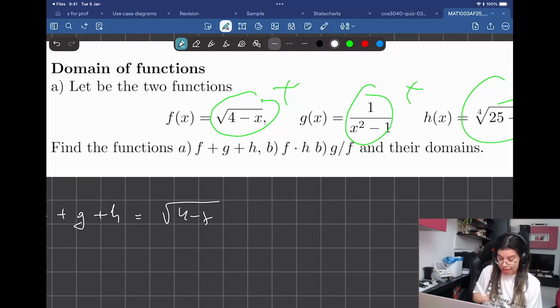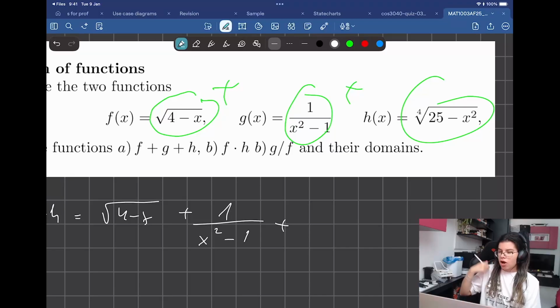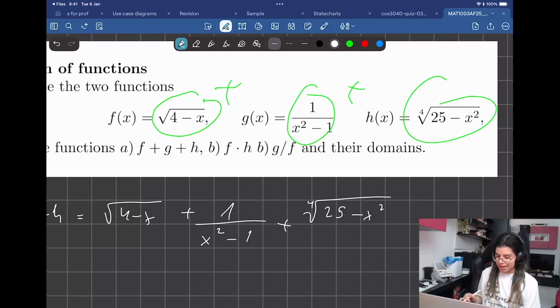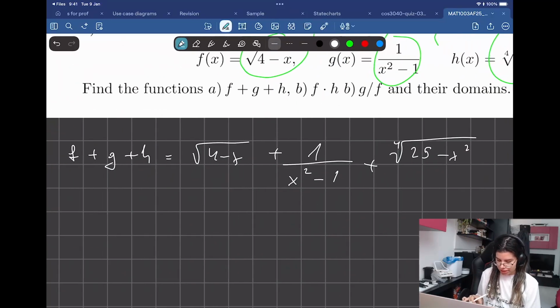Square root of 4 minus x, I just copy the function and then I write plus, and then I copy the second function, which is 1 over x squared minus 1, plus, and then I copy the third function, which is 4th root of 25 minus x squared. And I leave it at that. I don't need to do any further simplification or anything.